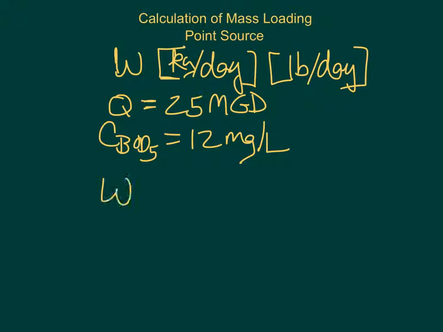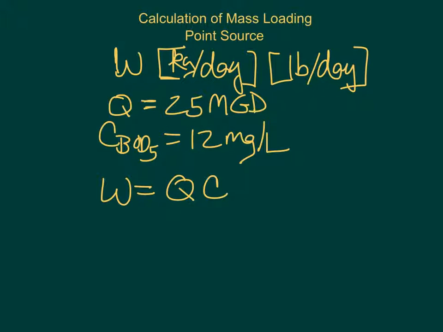Well, W, if we want to get units of mass per time, what we need to do is multiply Q, our flow rate, by our concentration of whatever the particular material is. Here it's going to be the BOD5.